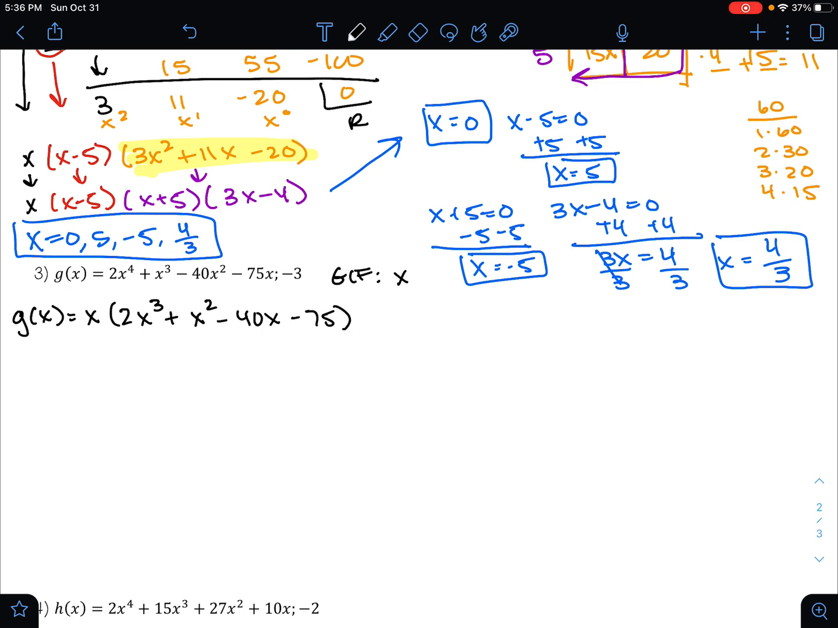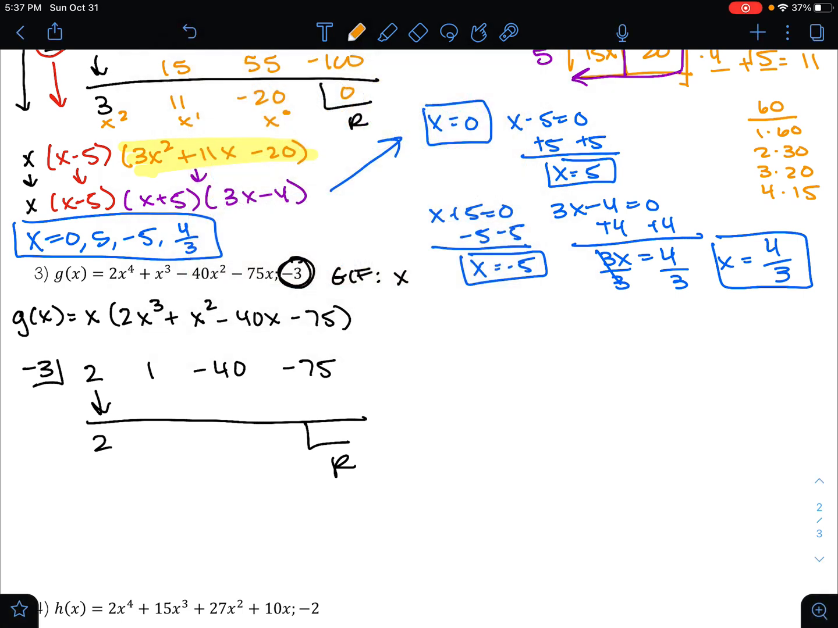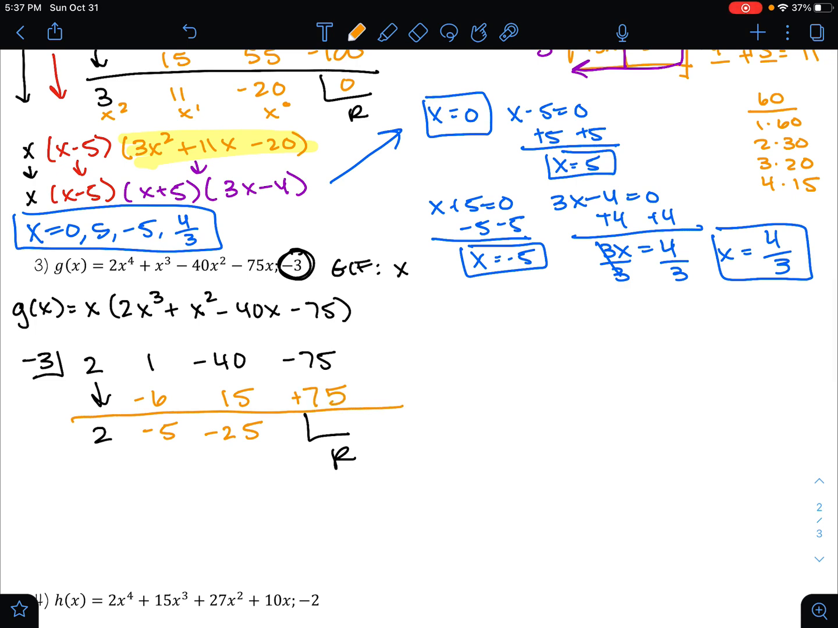I always want to factor completely, and so now we're going to use the 0 they gave us in synthetic division to find more factors. So negative 3 is going to be in the top left-hand corner. My coefficients are 2, 1, negative 40, and negative 75. I'm going to bring down that coefficient of 2. Negative 3 times 2 is negative 6. 1 minus 6 is negative 5. Negative 3 times negative 5 is positive 15. This is going to give me 25. Negative 3 times 25 is negative 75. Well, this should be a negative 25, giving me a positive 25. There we go. Oops, positive 75. And that gives me 0.